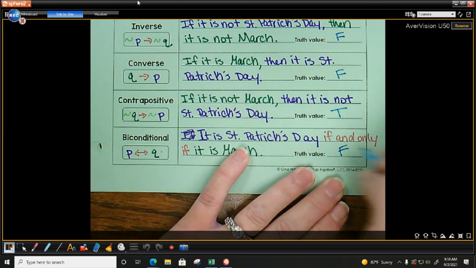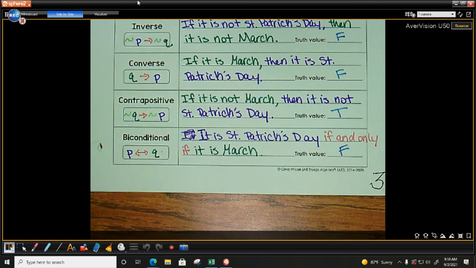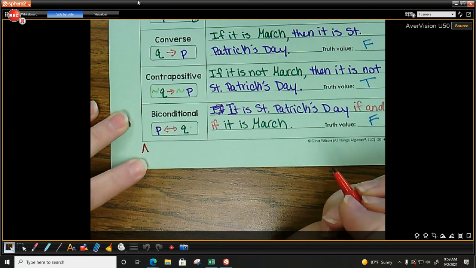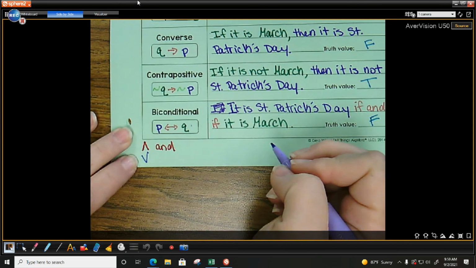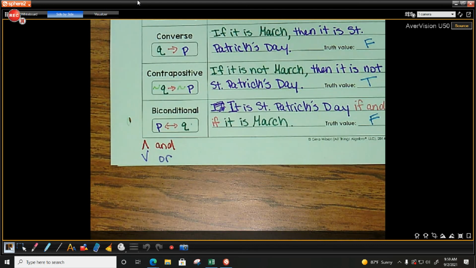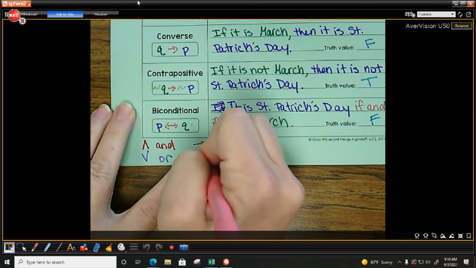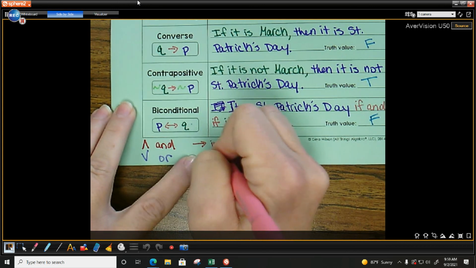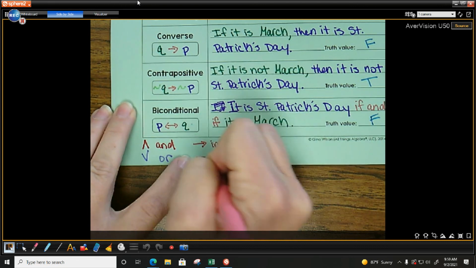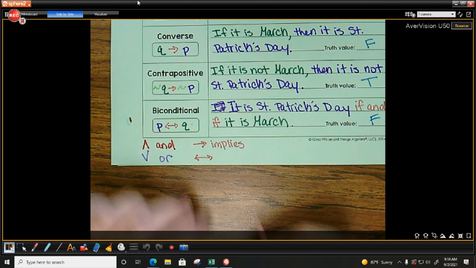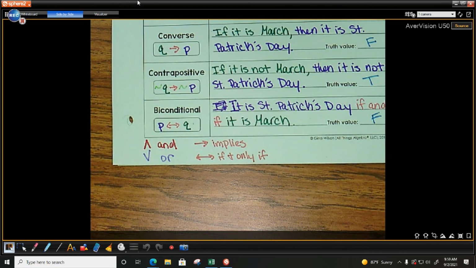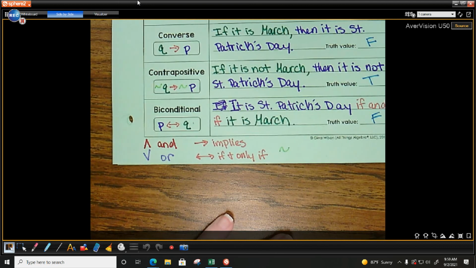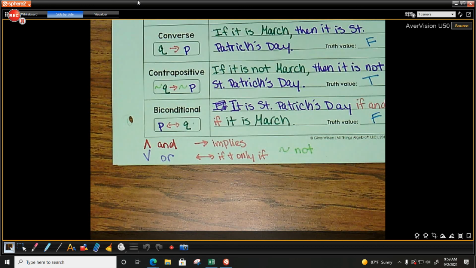Okay, so let's write a little key down at the bottom. What's this symbol mean? And. What's that symbol mean? Implies. What's this symbol mean? Both of them. If and only if. And then, what's this mean? The squiggle. That's a not. Good? Okay.